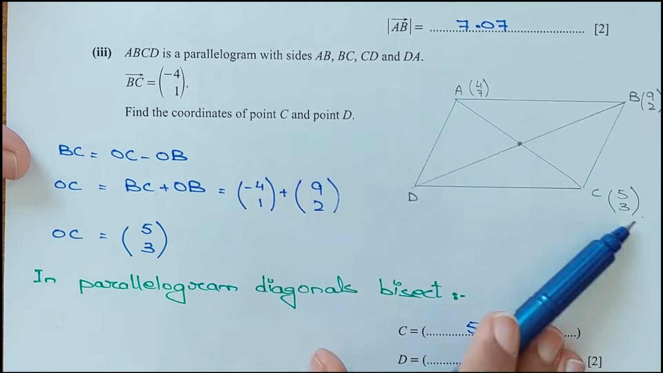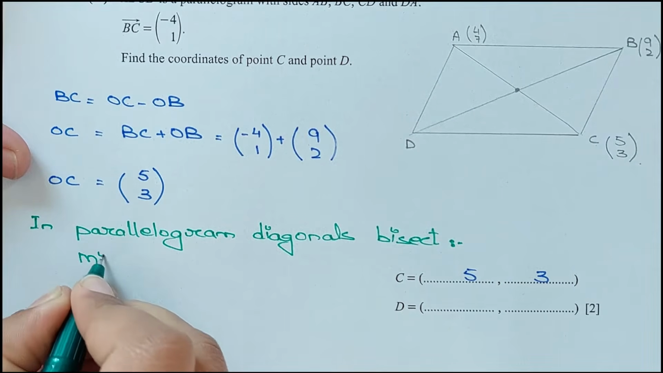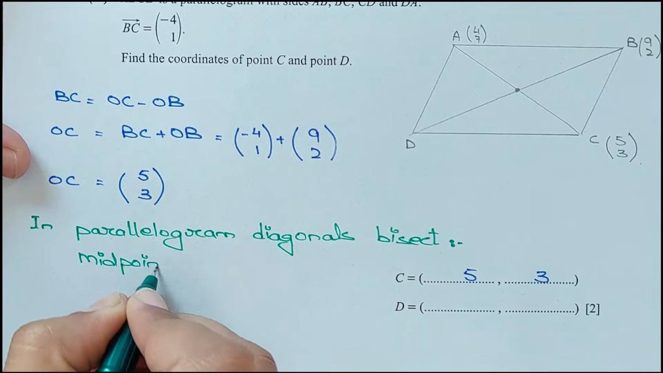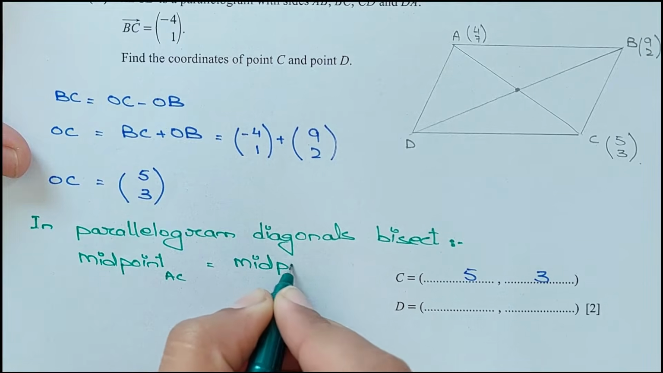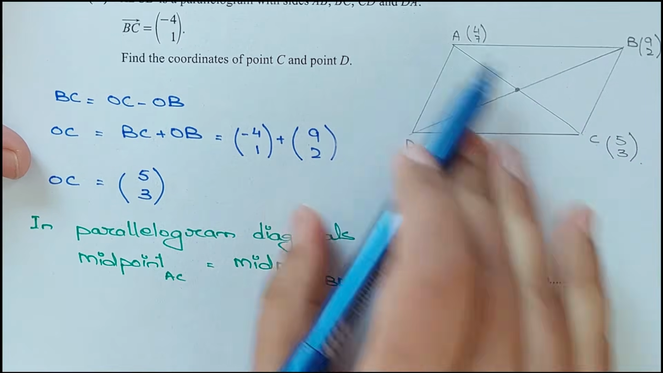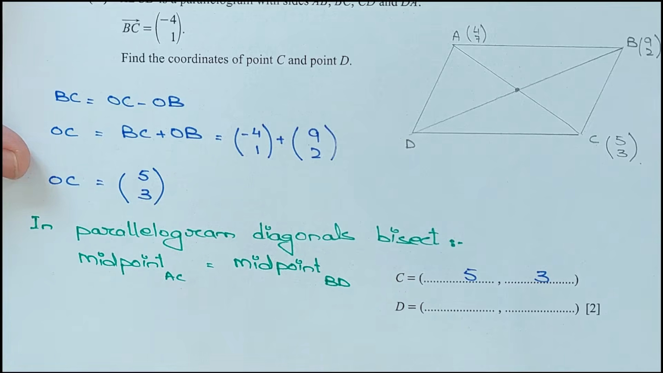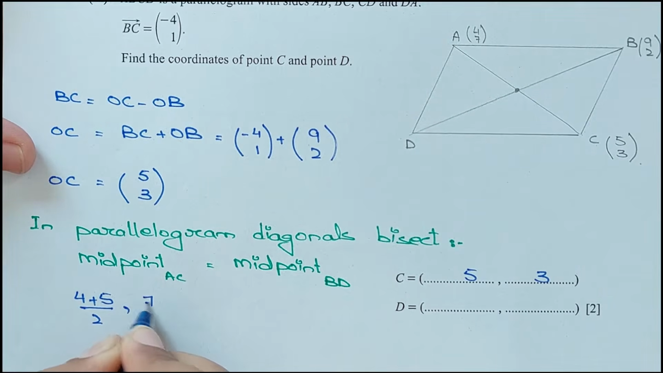Okay, when the diagonals bisect, it means the midpoint of AC equals the midpoint of BD. Here we can easily find what is BD, right? Okay, we have A and C. The midpoint is (x1 plus x2) over 2, (y1 plus y2) over 2. 4 plus 5 divided by 2, and 7 plus 3 divided by 2. This is the midpoint of AC.